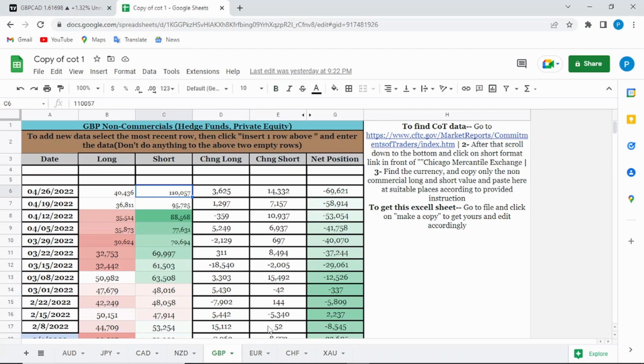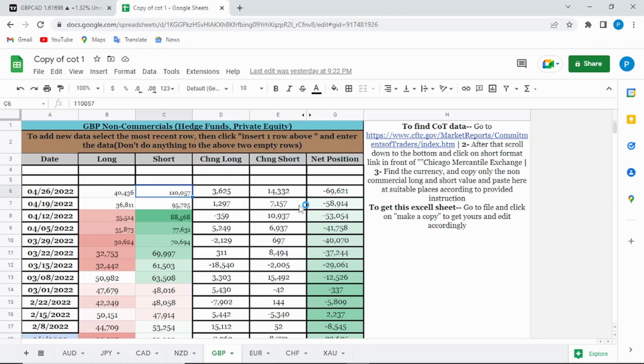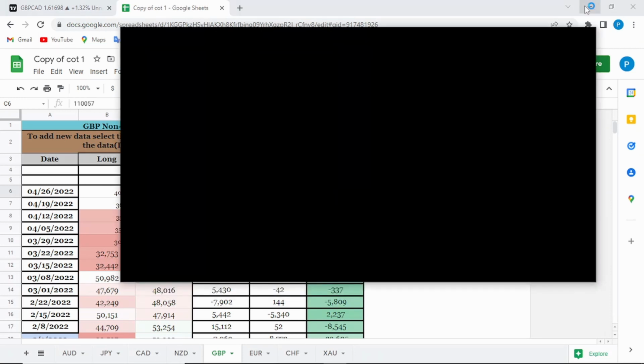Now considering GBP, we can see that it currently has a minus 69.6k net position, which is very not promising for the GBP. And we can see the change in shorts: there has been an addition of 14,332 shorts, and then an addition of 3,625. We can see that there has been so much addition of sales on GBP, so GBP is really weak.